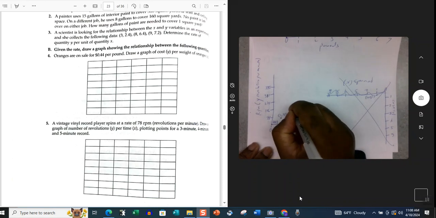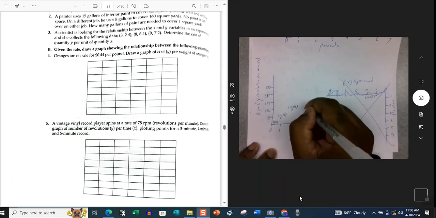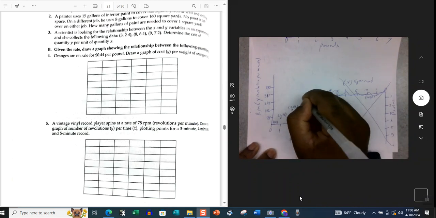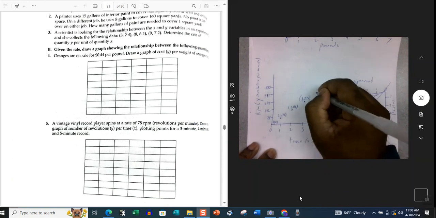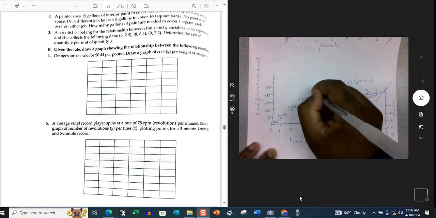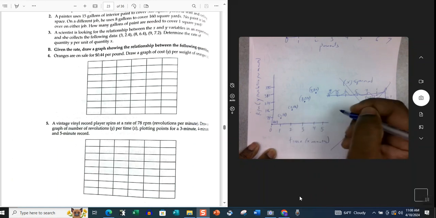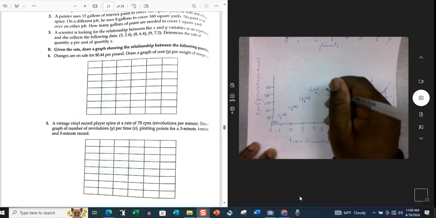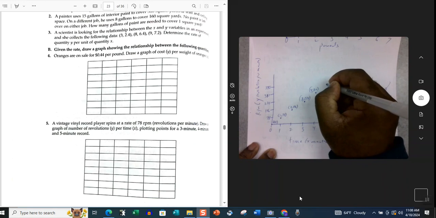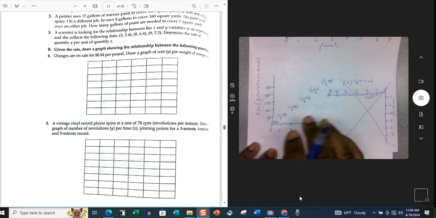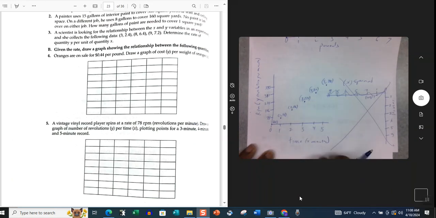So then 2, we'll go to 156. So we add 2, 156. 3, we'll go to 234. So 3, 234. 4, we'll go to 312. So you have 4, 312. That's one of the ones they wanted you to do, and 3 was 2. And then now we would go to 5, and then that'll be 390. So 5 and 390. So this is our graph here. And you notice it's a linear line.